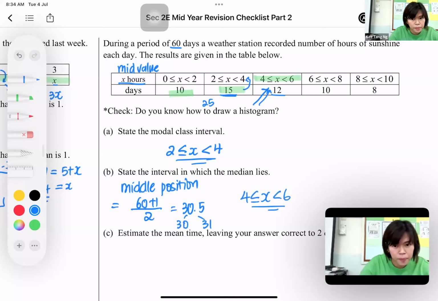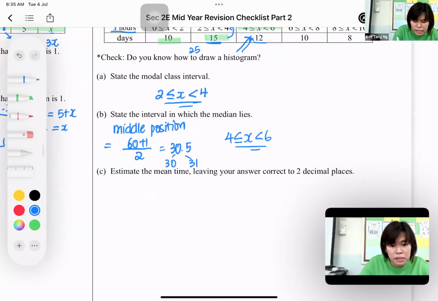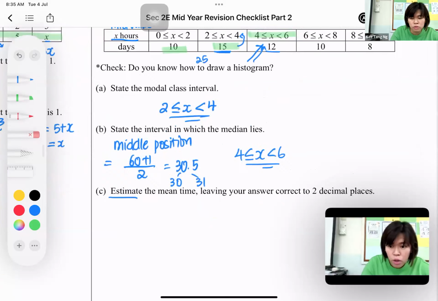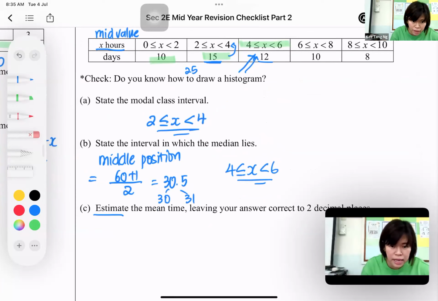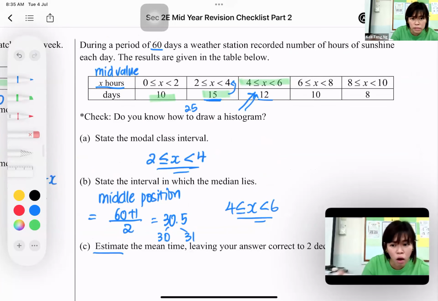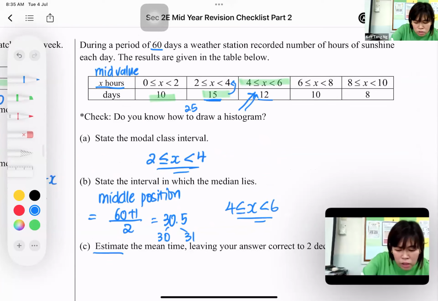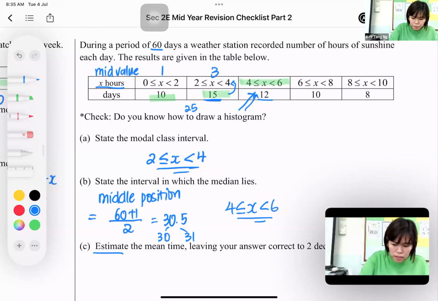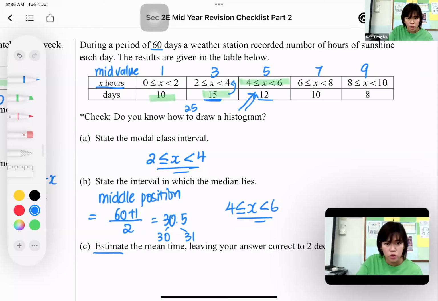Answer. Okay, now estimate the mean. Why is it called an estimate? Because I do not know the actual raw data value. Not exact. A lot of you like to write exact, the actual raw data value. But why is it an estimate? So now I'm using the mean value. So 0 plus 2 divided by 2, that gives me 1. 2 plus 4 divided by 2, that gives me 3, 5, 7, and 9. I use these mean values to help me, right?